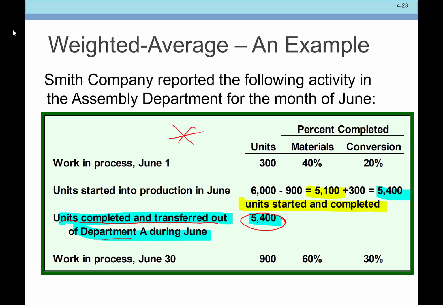Okay, so you could see that differently in some questions. They'll just tell you the units started and completed were 5,100. You add all of the beginning inventory to get the units transferred out, and then you bring in the equivalent units. If they don't tell you that, they may tell you the units started. Then you're going to have to subtract the units in ending inventory to get the units started and completed. It just simply depends on what information we give you in that problem.